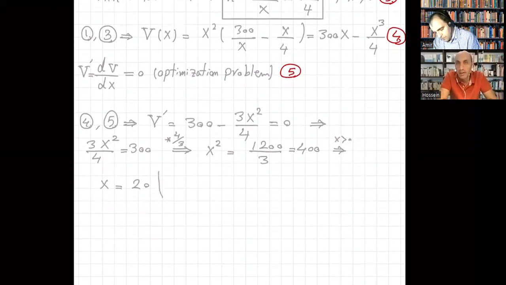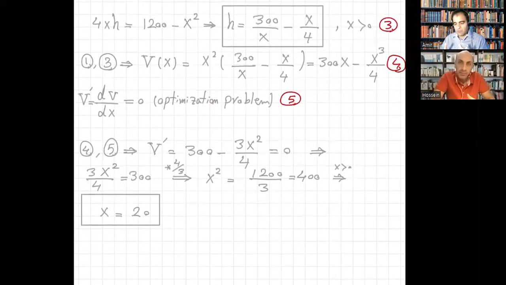Right. If a viewer wonders, this is a quadratic equation, why did we get only one answer? The other answer is negative 20, which doesn't make sense for a box with a side of negative 20. So you made it clear at the beginning, x has to be greater than 0, so the other answer is not acceptable. Yes. And what are we going to do with this 20? We want to put this 20 inside our volume function, correct? Yes. But we have to show whether this 20 makes it a maximum or minimum. So I call this x the critical point.